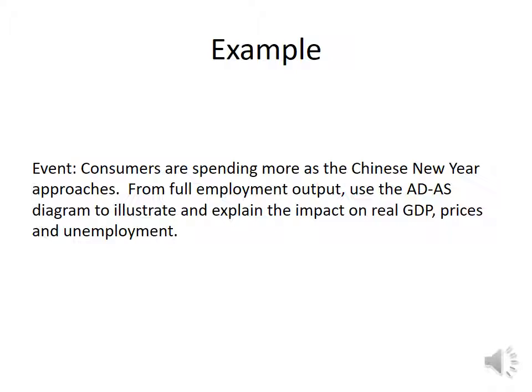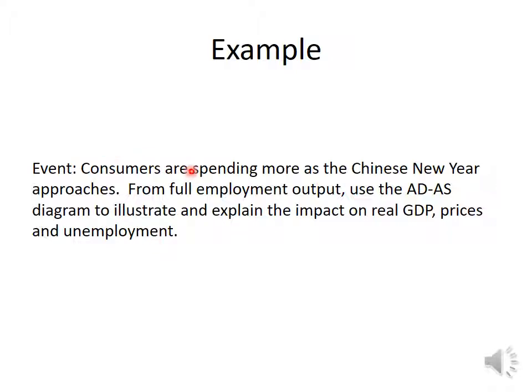Now, we have an event like this. Supposedly consumers are spending more as the Chinese New Year approaches. From full employment output, you see, the starting point is given, full employment output. If I were you, I'll underline that. Use the ADS diagram to illustrate and explain the impact on real GDP, prices, and unemployment. Now, the story given to us is consumers buy more.